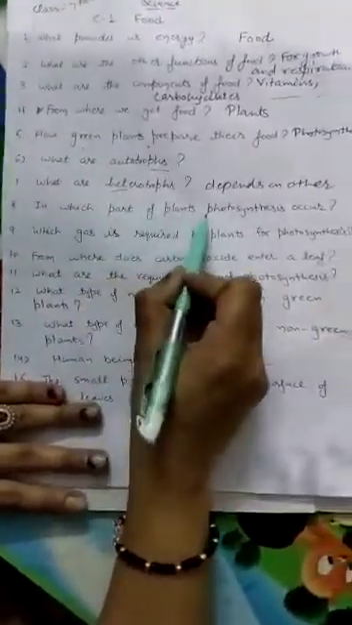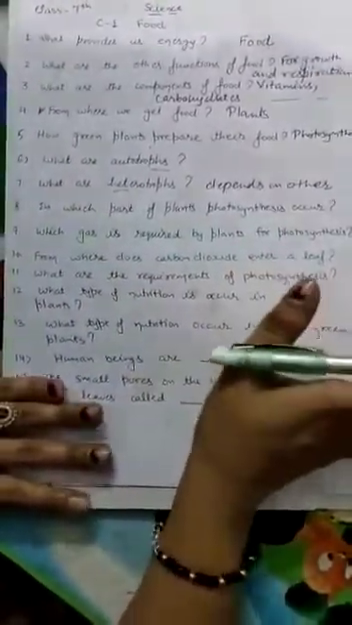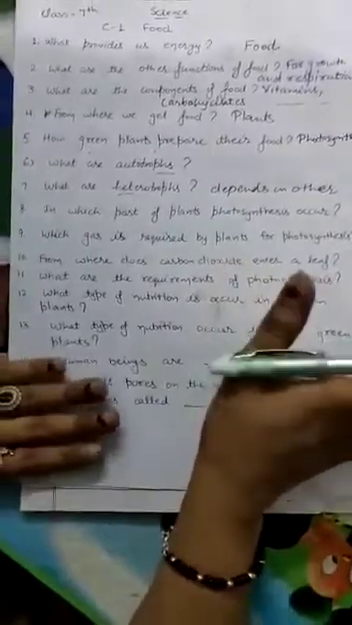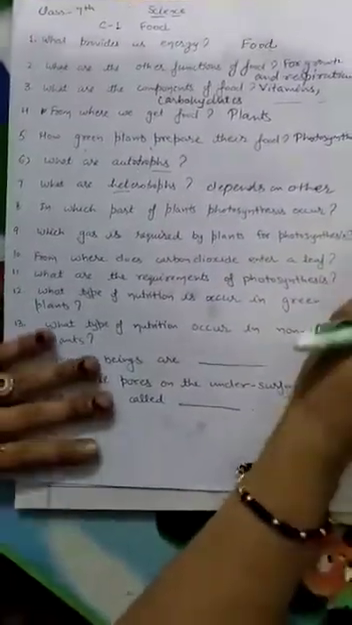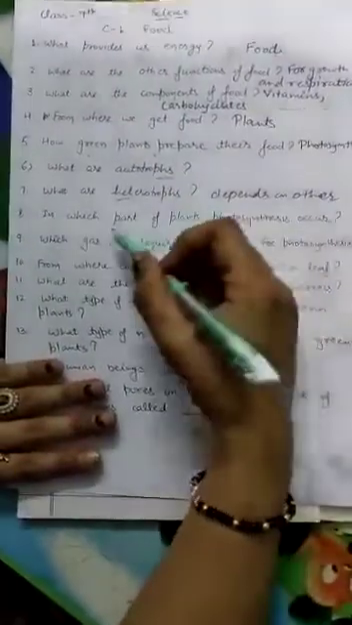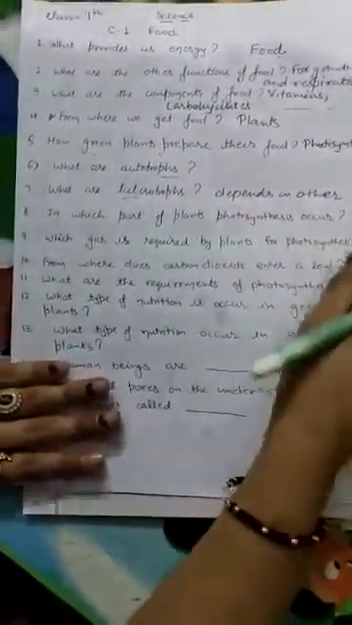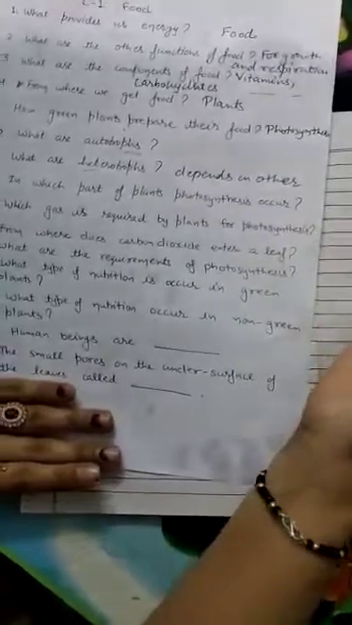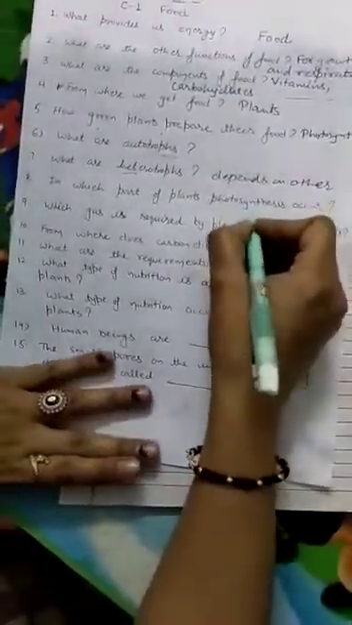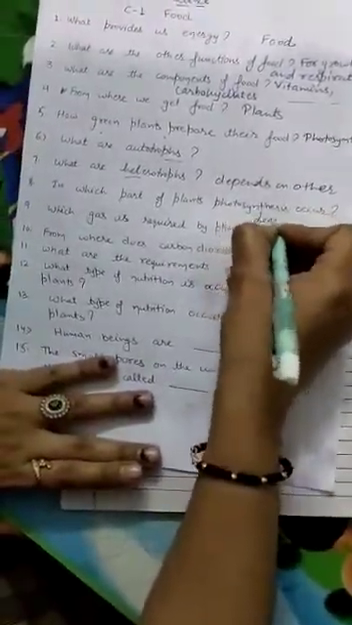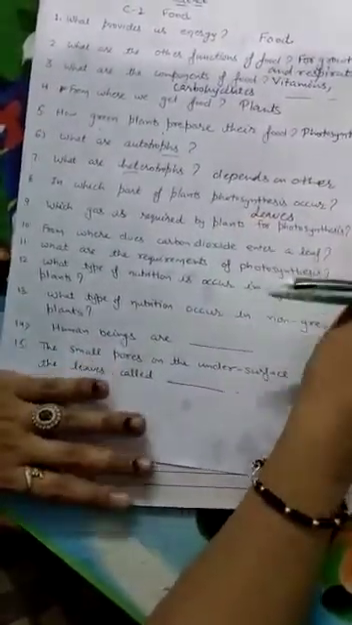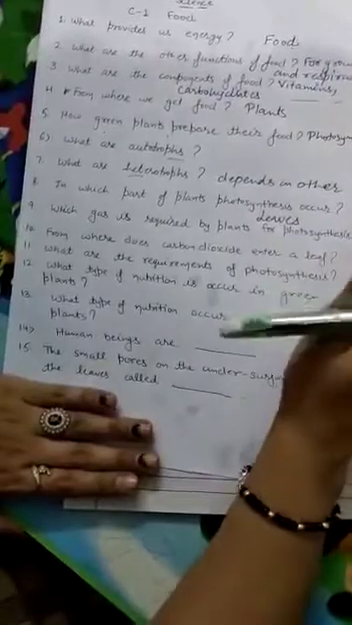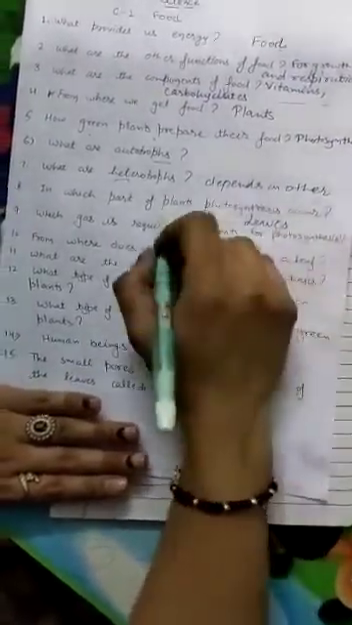In which part of the plant does photosynthesis occur? In plants many parts are there, like flowers, stems, roots, leaves. But in which part does photosynthesis occur? In the leaves. Leaves are green in color, so chlorophyll is present in leaves. With the help of that chlorophyll, photosynthesis occurs in the leaves.